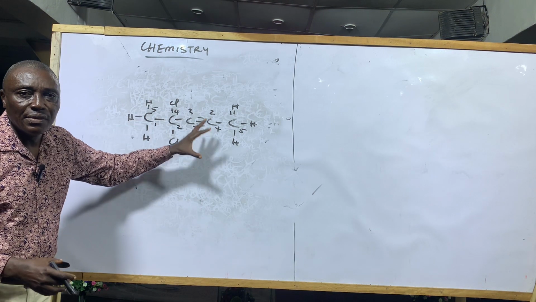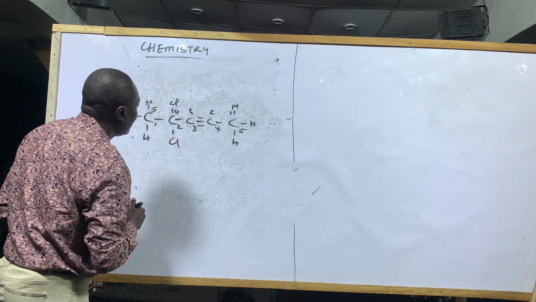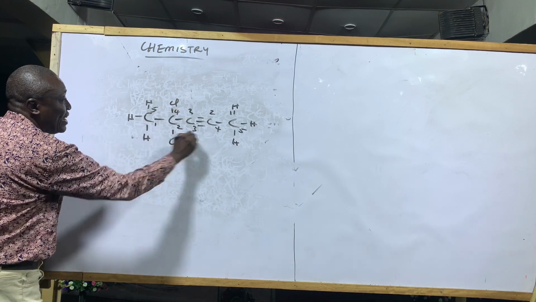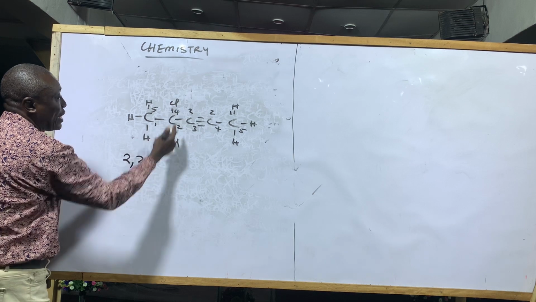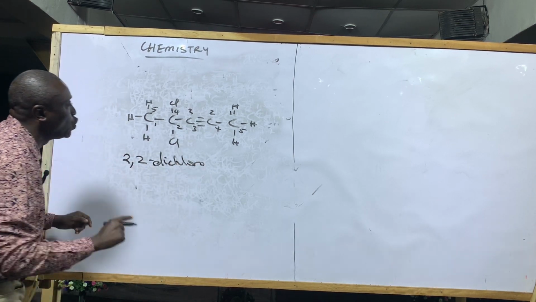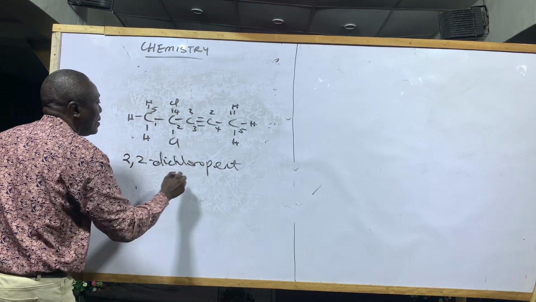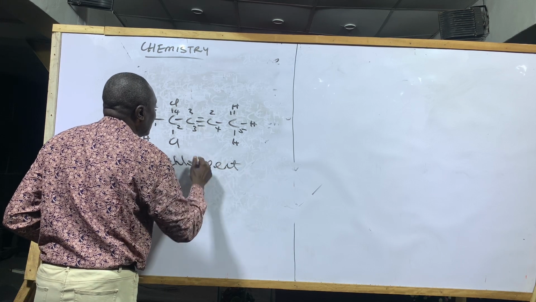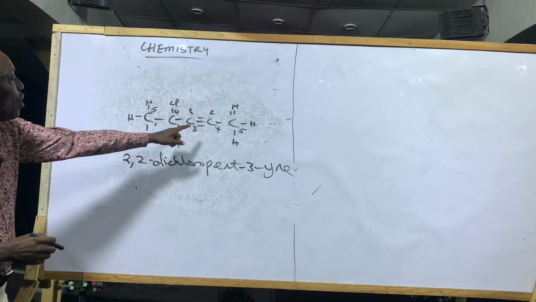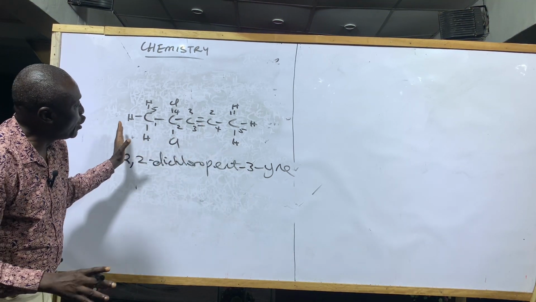Now, if you want to name this particular compound, if you number like this, this chlorine will be on position 2. So the name of this compound will be 2,2-dichloro, because there are 2 chlorines on position 2. 2,2-dichloropent-3-yne, because the triple bond is on position 3. That will be the name if you number like this.